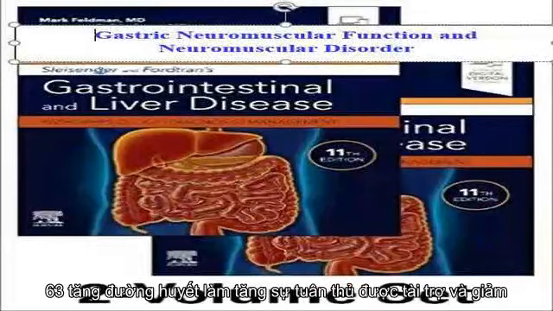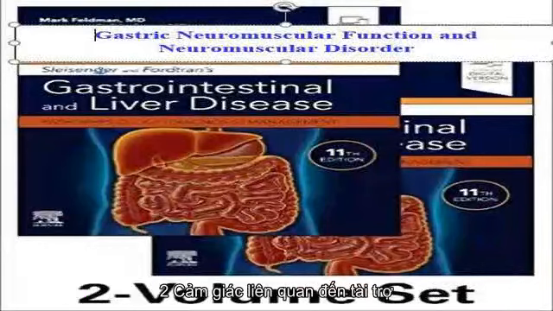Hyperglycemia increases fundic compliance and decreases sensations related to fundic distension.